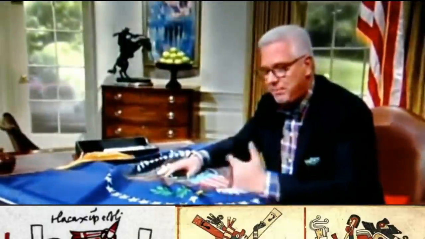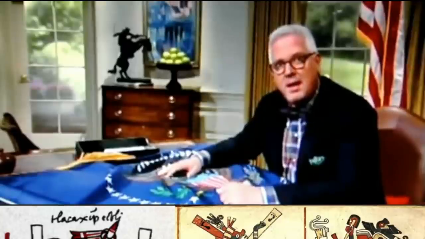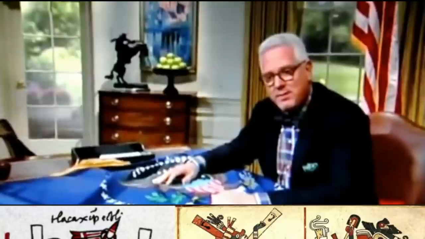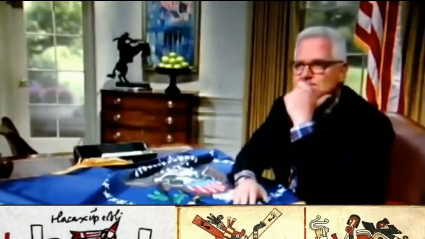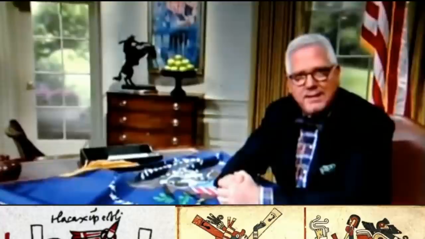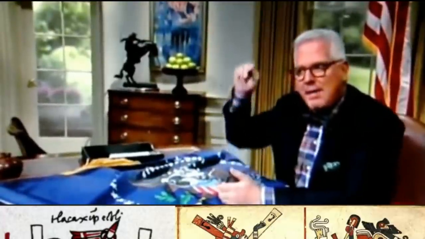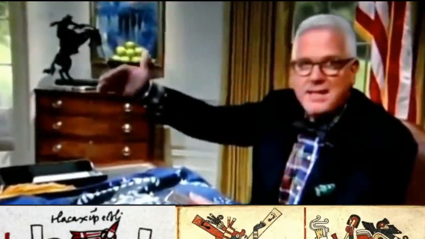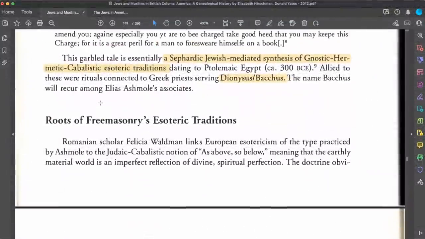13, what else is 13? 12 disciples surrounding Jesus. But more importantly, I think, the 12 tribes of Israel. Well, there's only 12 tribes, Glenn. That's why you were 13. Except the tribe of Joseph split into Manasseh and Ephraim. And those were in northern Israel. That's the northern kingdom of Israel. That's the 13 tribes. And we continue in the book, Jews and Muslims in British Colonial America, a genealogical history.